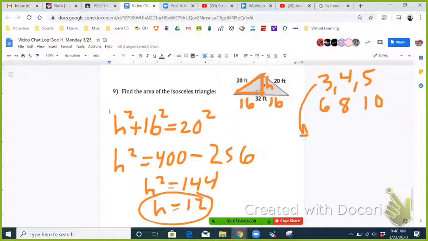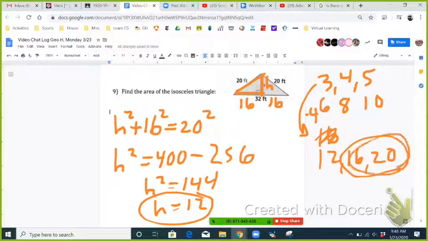Like if you were to multiply all these lengths by 4, you would get 12, 16, 20. So that's an example of a Pythagorean triple. If you happen to recognize these two numbers, you know that the third side has to be that.